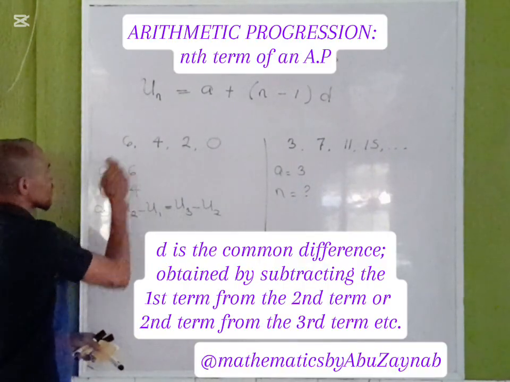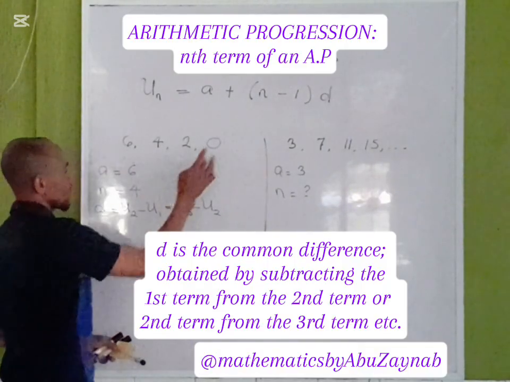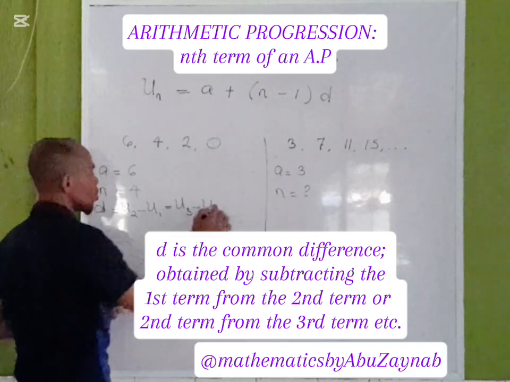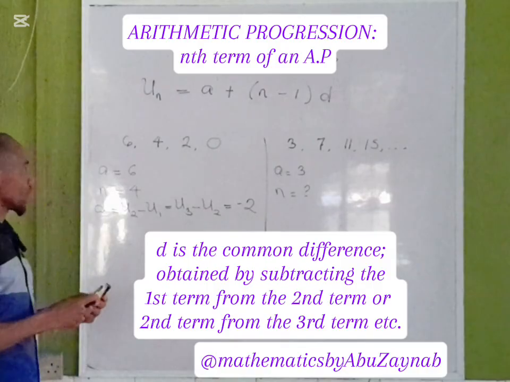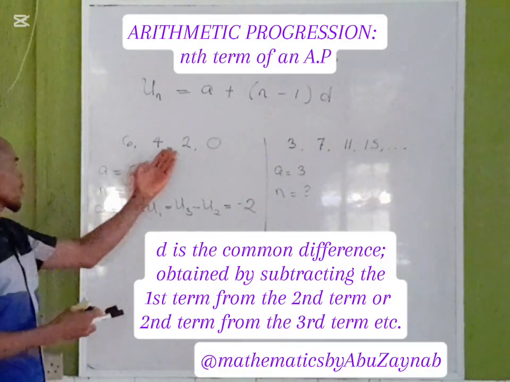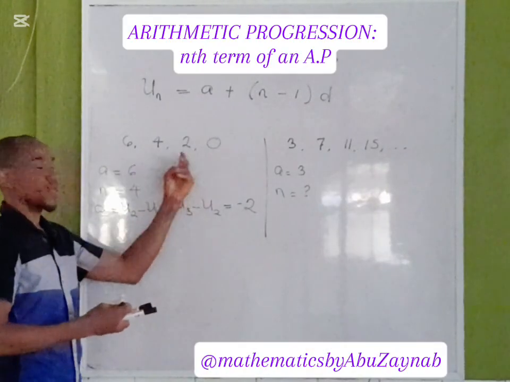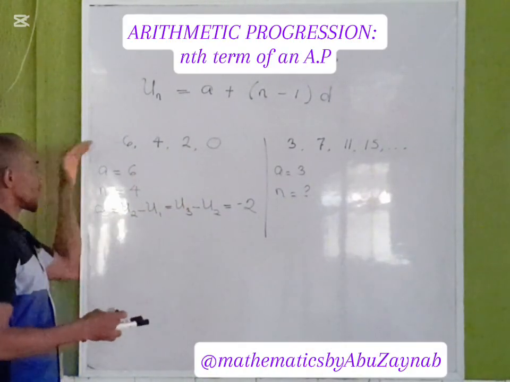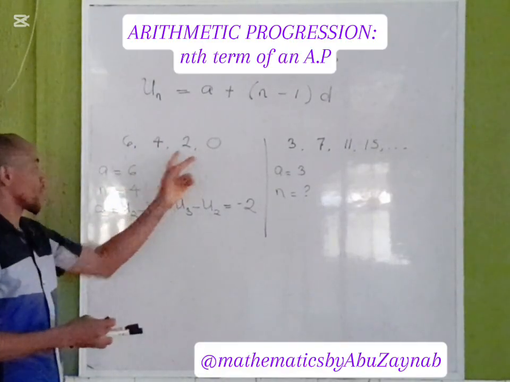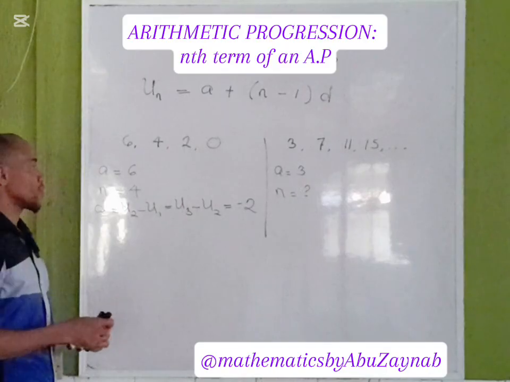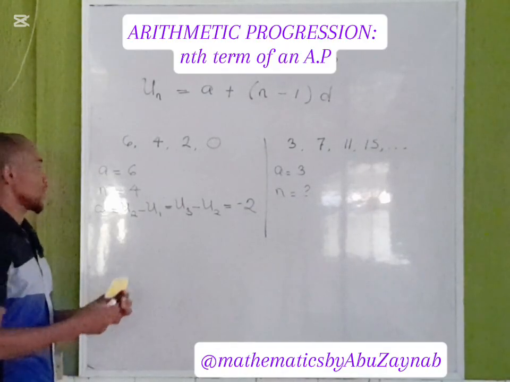So if you look at this, 4 minus 6 is minus 2. 2 minus 4 is also minus 2. Likewise, 0 minus 2 is still minus 2. We can conclude that the common difference is minus 2. Again, the emphasis is the second minus first, the third minus second, the fourth minus third. Not the first minus second, second minus third. Not that way. If you try to work in that way, you certainly are going to get the wrong value for d, which consequently is going to affect the entire workings.